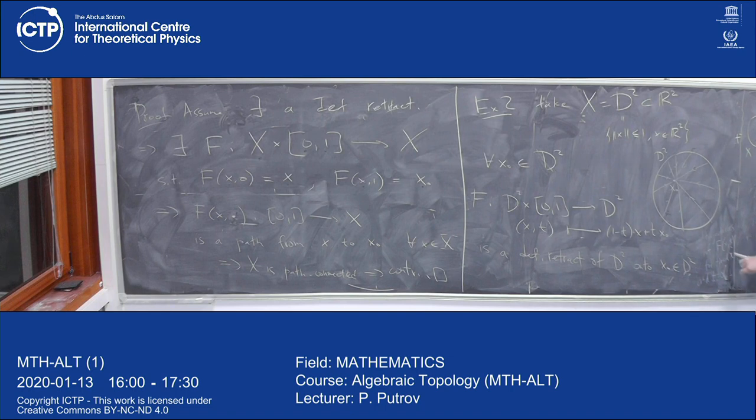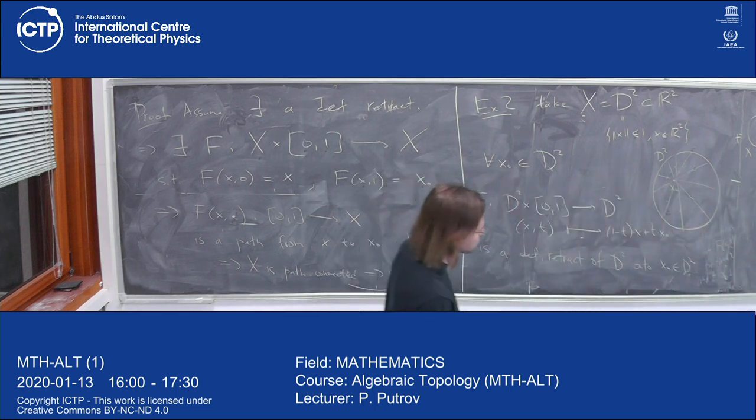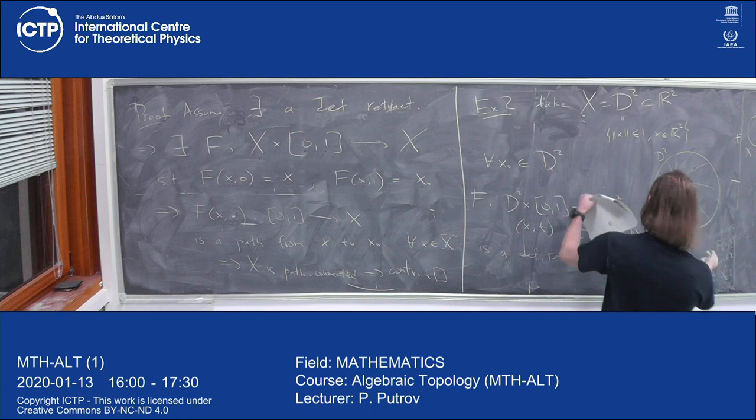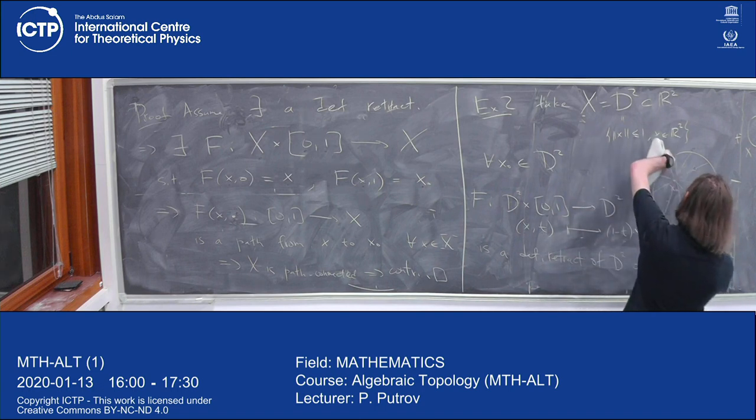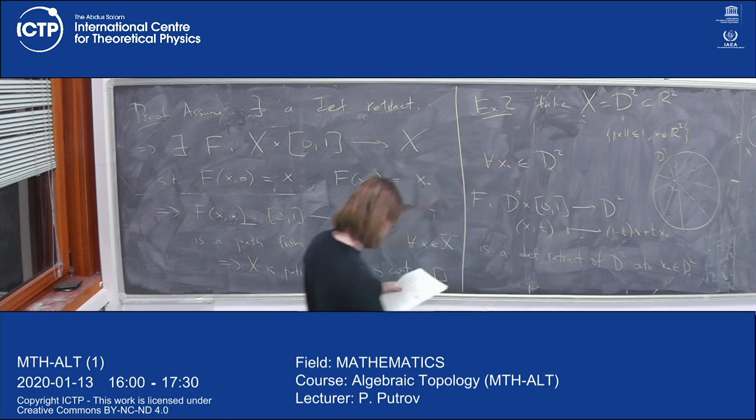Meaning I take this function, I fix x and see how the value of this function changes. So if I start at some point x, when t goes from 0 to 1, it will move like this towards 0. Okay. You can understand this as a continuous deformation of a disk to a single point, where t goes from 0 to 1.